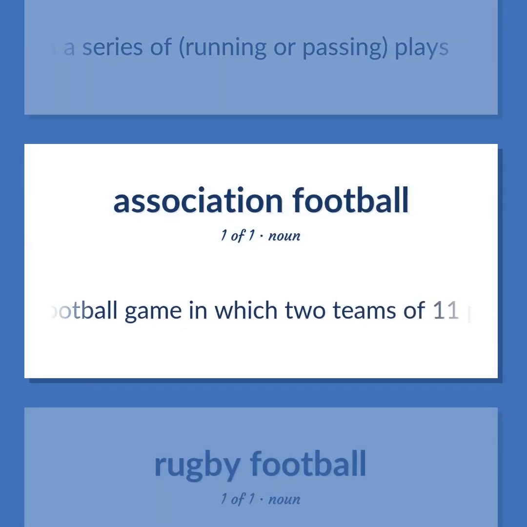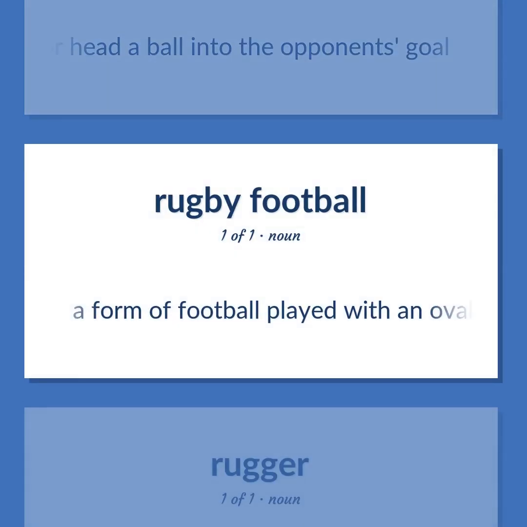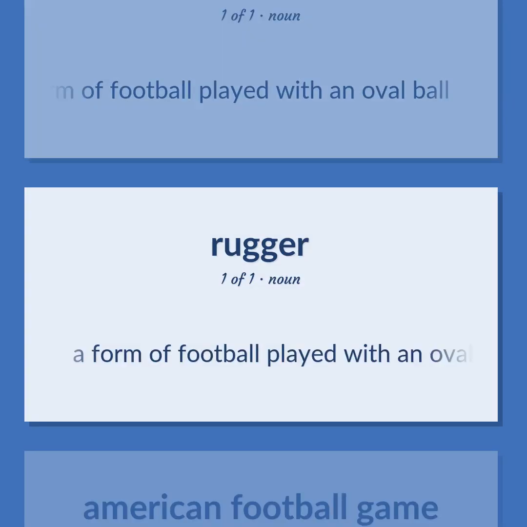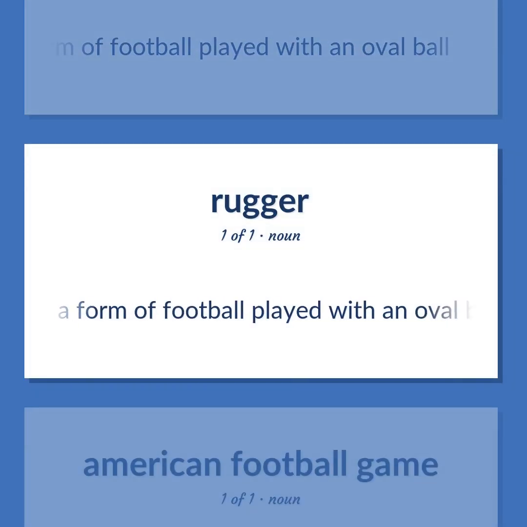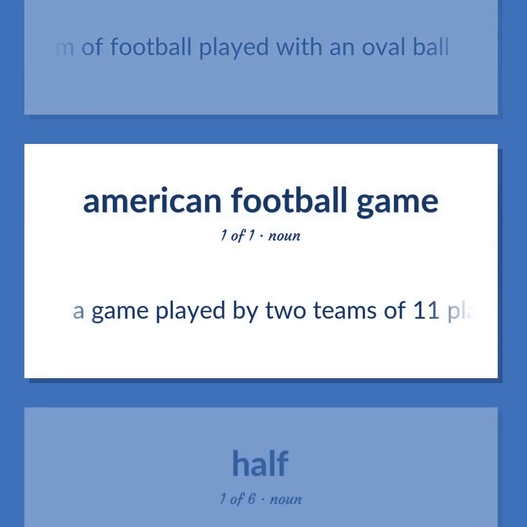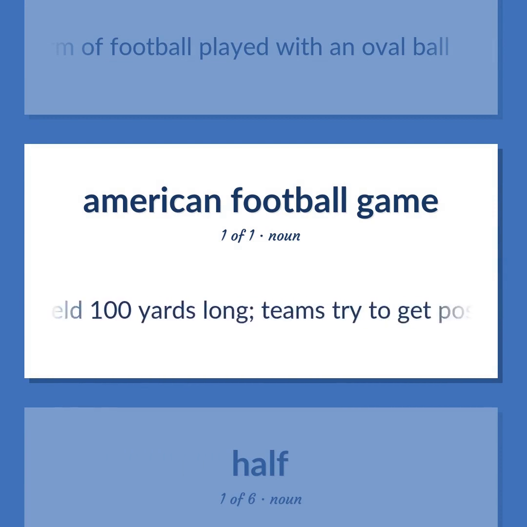A football game in which 2 teams of 11 players try to kick or head a ball into the opponent's goal. A form of football played with an oval ball. A game played by 2 teams of 11 players on a rectangular field 100 yards long. Teams try to get possession of the ball and advance it across the opponent's goal line in a series of running or passing plays.